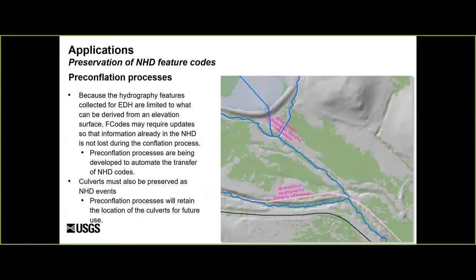Also, the pre-conflation processes are being developed to transfer existing F codes to the new line work collected through EDH. And this is going to be automated based on conflation feature reach codes. Other features collected for EDH that are not in the NHD, which the only feature type right now is the culvert, is going to be converted to an NHD event at the time of conflation.